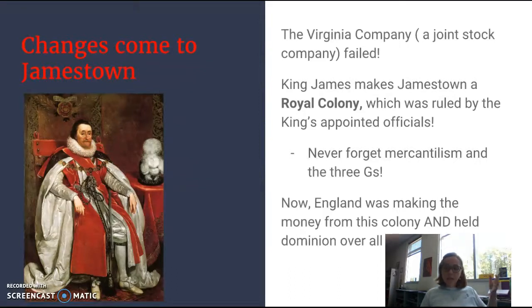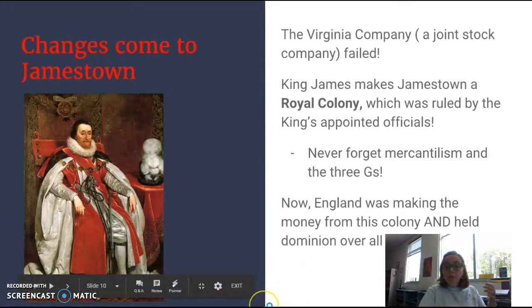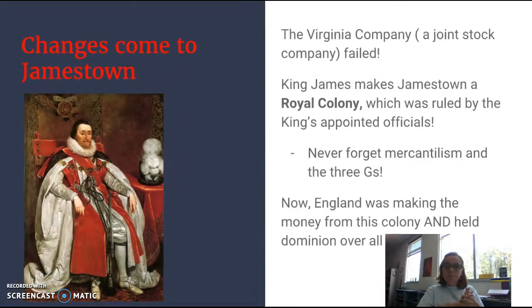So instead of being sponsored by the Virginia Company, the royal colony meant that the government would sponsor it, right? So this was important. Now the country of England is going to make the money instead of a company, right? And that also meant that the country of England had dominion over the inner workings of the colony. They were in charge now of what was going on.